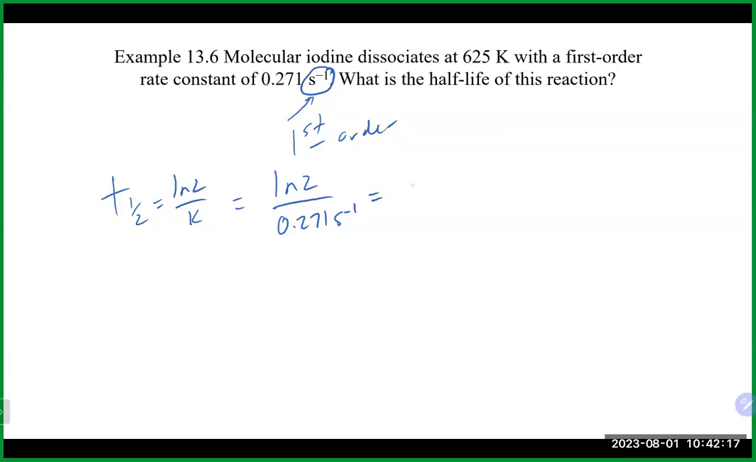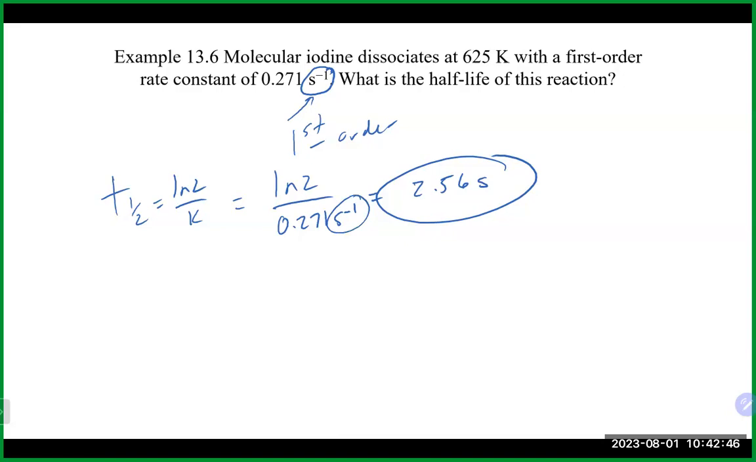That gives us natural log of 2 divided by 0.271 reciprocal seconds, which is about 2.56, and the units here are seconds. That is a super fast half-life, right? Every 2.5 seconds or so, half of whatever you have is gone. So it's going super fast. Any questions on that one there? Obviously, when you divide it out, the reciprocal seconds become seconds.